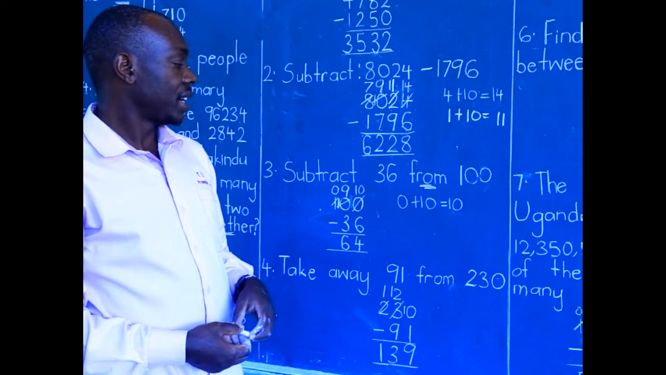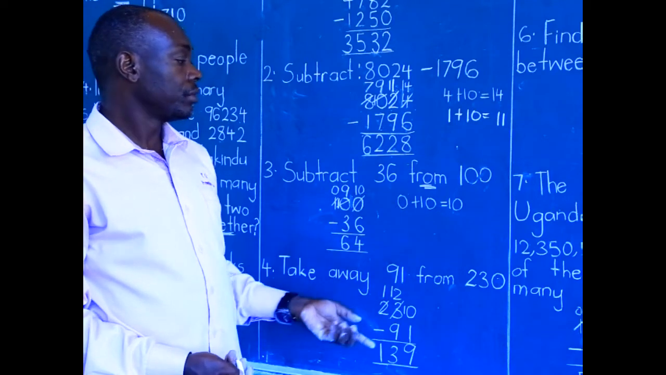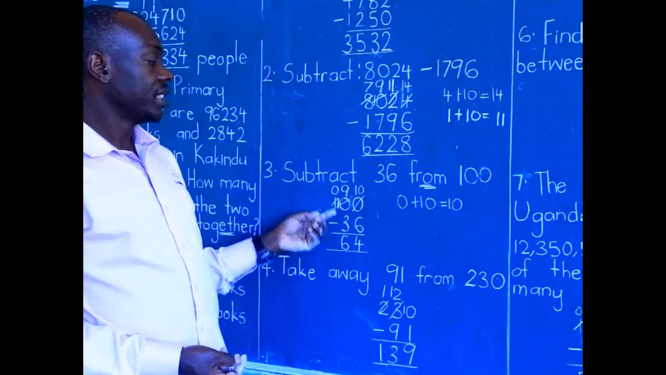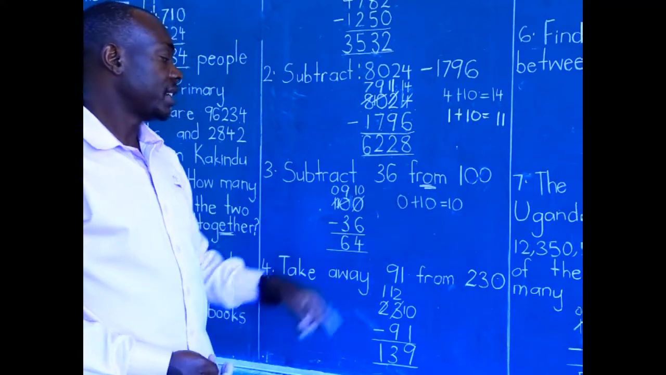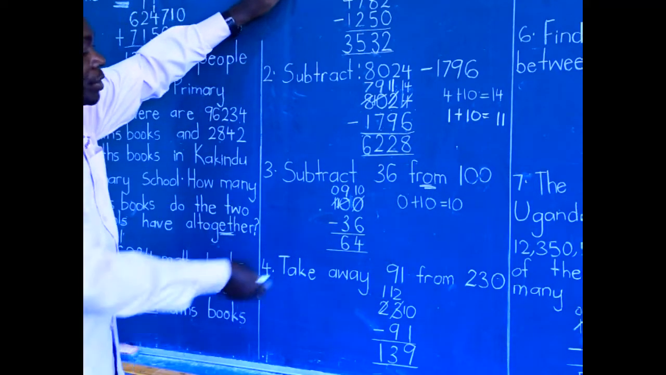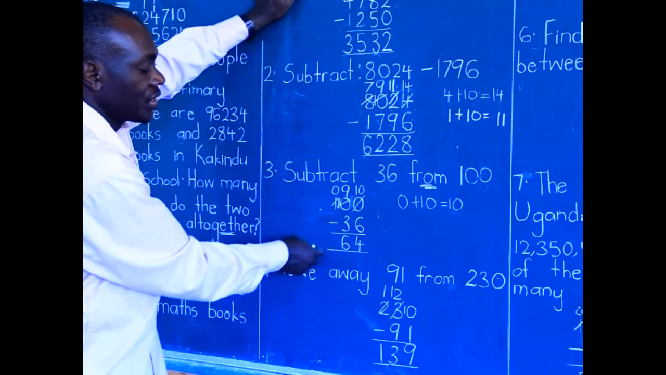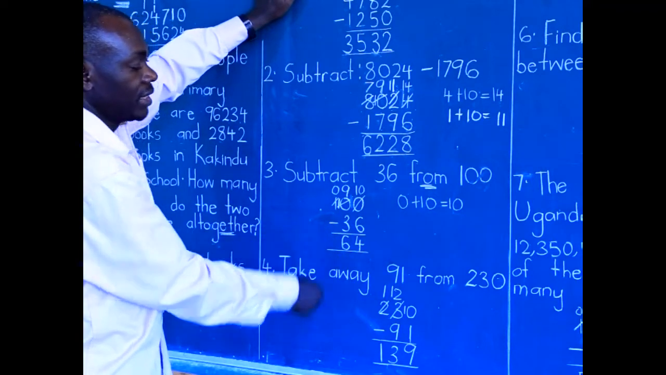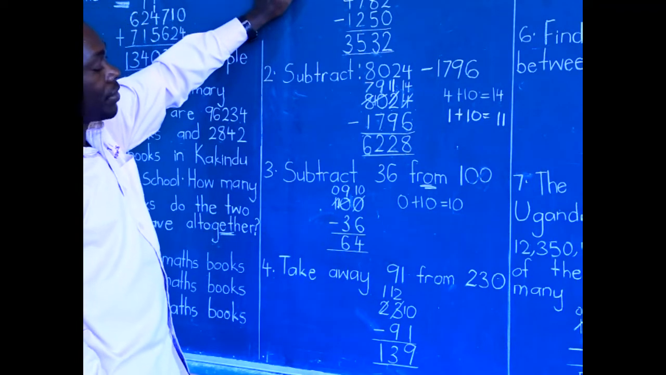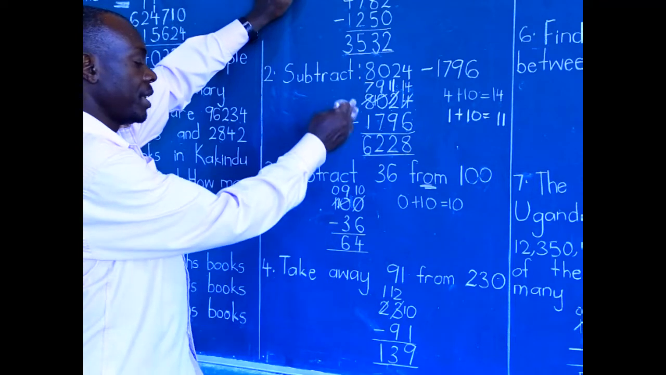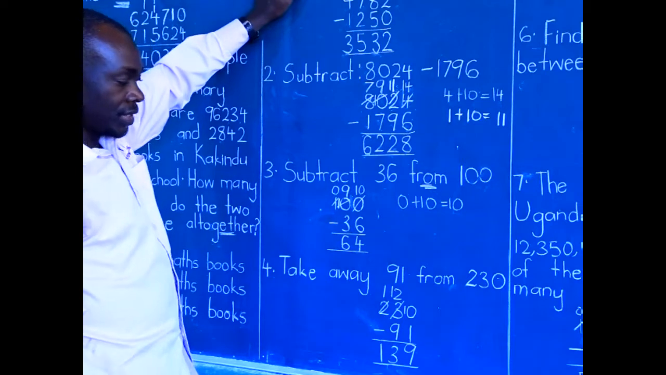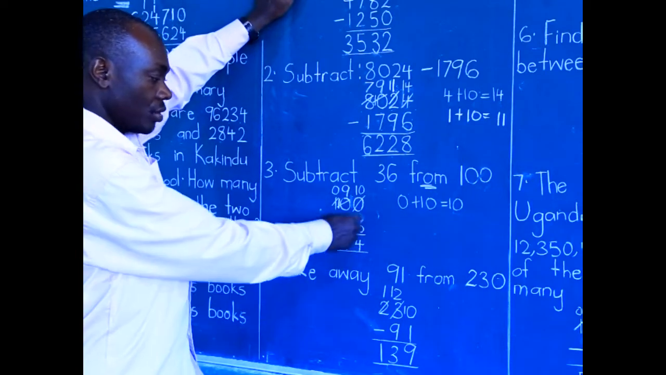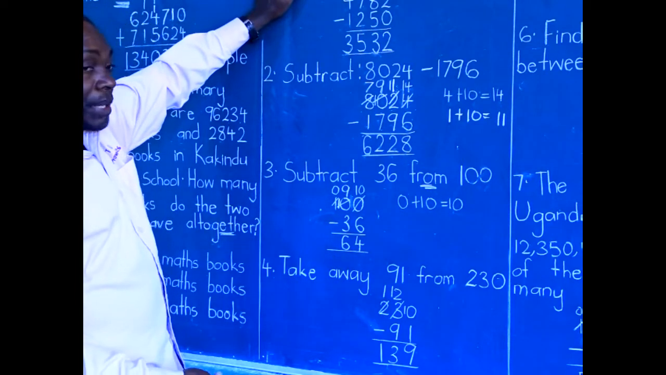So get to understand, when you see the word from, you change the order of the setting. Subtract 36 from 100 means you start with 100 minus 36. So on top we shall have 100, then minus 36, and then put the equal sign and start subtracting. Remember the place values of ones, tens, and hundreds. So 100 has got 3 digits, and 36 has got only ones and tens place values.